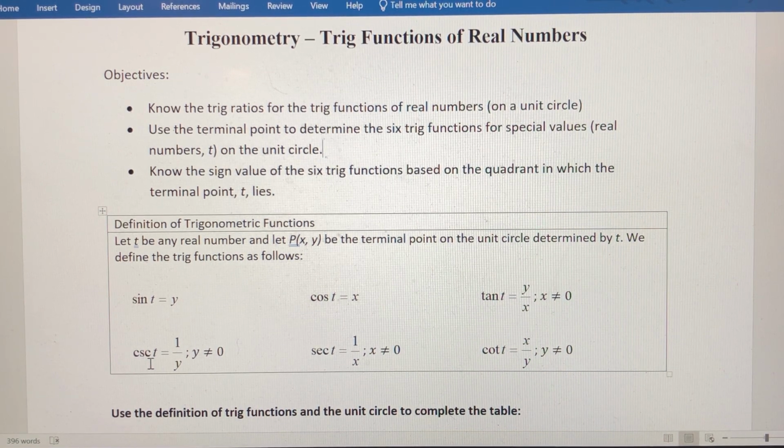The cosecant of t is, again, the reciprocal of sine, so it's 1 divided by y. And again, y can't be 0. If it is, then the cosecant would be undefined. The secant is the reciprocal of cosine, so it would be 1 divided by x. And again, x can't be 0. If it is, the secant would be undefined at that real number t. And cotangent is the reciprocal of tangent, so we've just taken the reciprocal of this ratio, and cotangent would be the x-coordinate divided by the y-coordinate. Because y is in the denominator, it couldn't be 0. If it is, then cotangent would be undefined at that value for t.